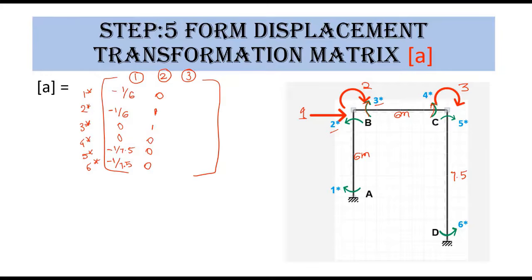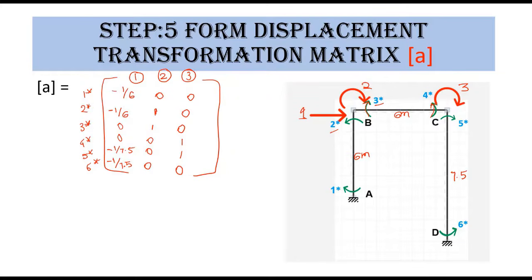Now I am going to apply unit displacement in the direction of the third system coordinate, that is also a moment which is acting at C. So only 4 and 5 have unit displacement. All other element coordinates will have 0 displacement. Let us see what the values will be. For 1 star it will be 0, 2 star 0, 3 star 0, and 4 star and 5 star both are at C, so they will have unit displacement. At 6 star it's again 0. So this is how we develop the displacement transformation matrix.